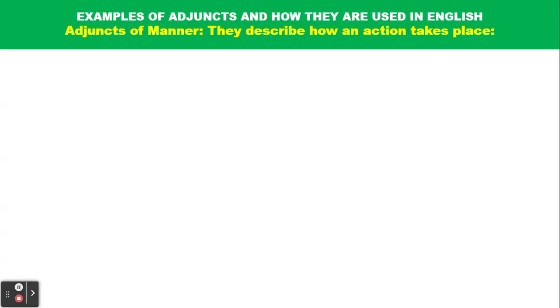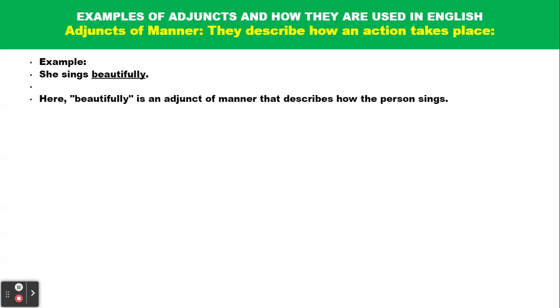Then adjuncts of manner describe how an action takes place. For example, she sings beautifully. The adjunct of manner here is beautifully, and beautifully here as an adjunct of manner describes how the person sings. She sings beautifully. If a question is asked, how does she sing? She sings beautifully. All right.